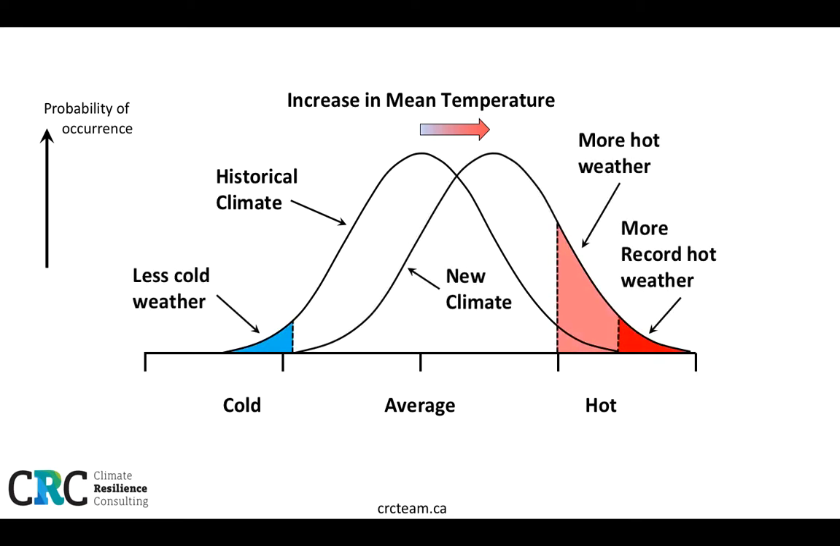When that happens, you end up with a new climate that has less cold weather that people can recall from the historical climate, but it has more hot weather and more record hot weather. And it's this record hot weather that's off the tail of the historical climate bell curve that's of concern, because most built and natural systems are designed for or adapted to climatic conditions underneath the historical climate bell curve. And it's climatic conditions that are off the tail of the historical climate bell curve that often cause problems.